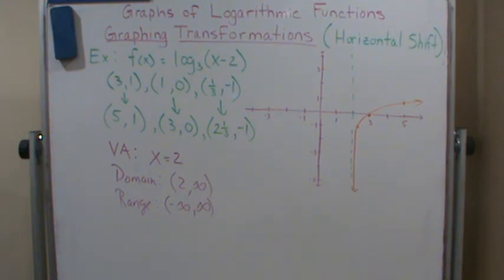And that's it. That's all we had to do to graph this, is use the characteristics that we know and do that. So next we'll talk about vertical shifts.